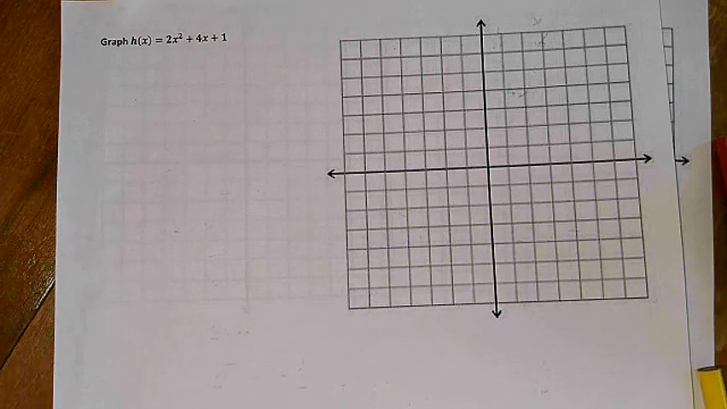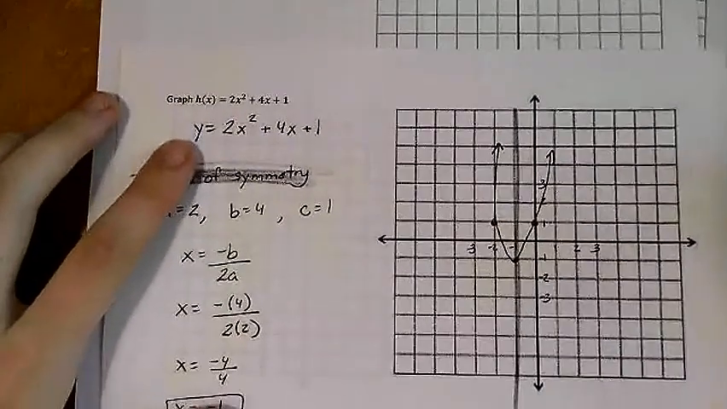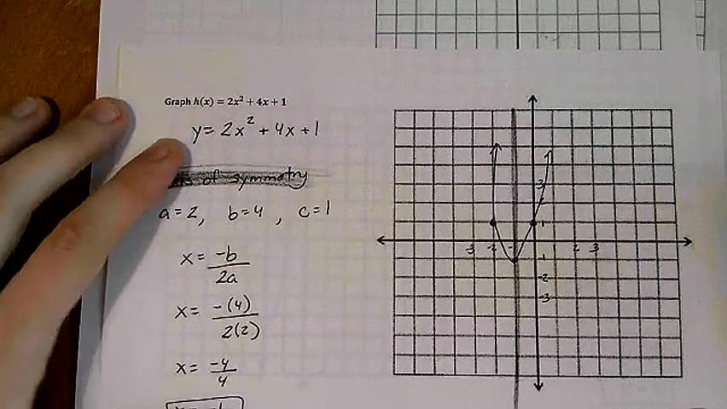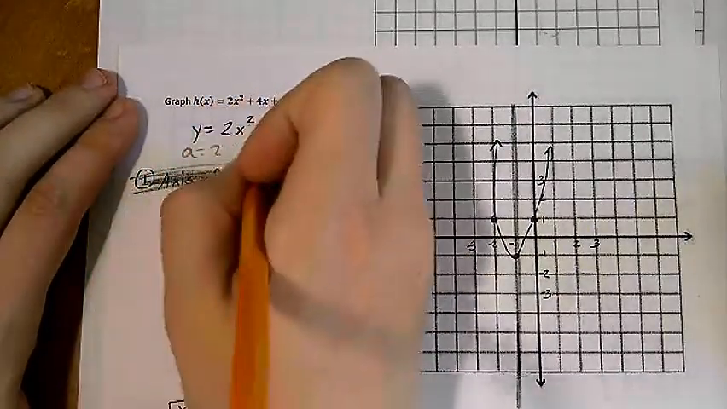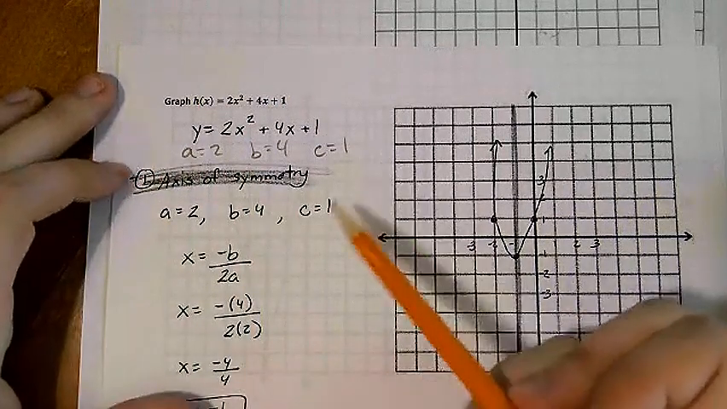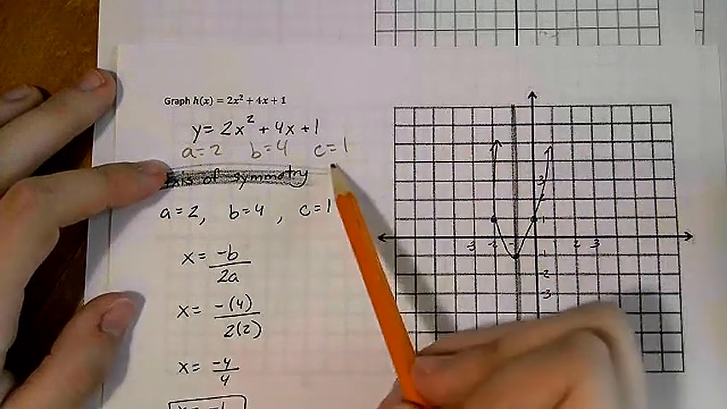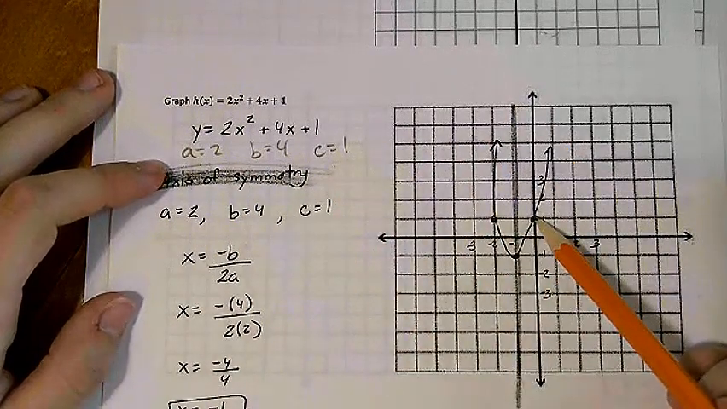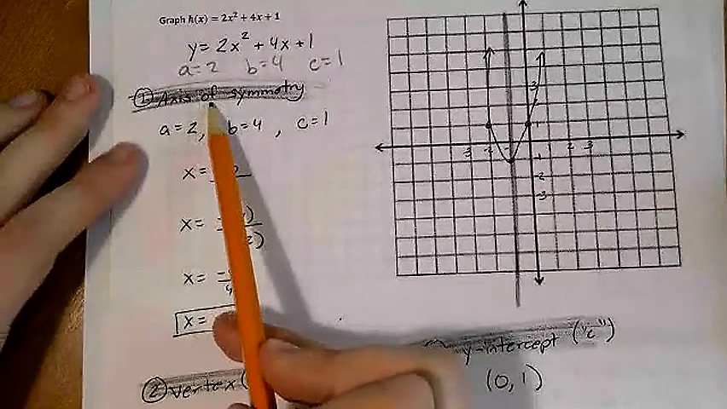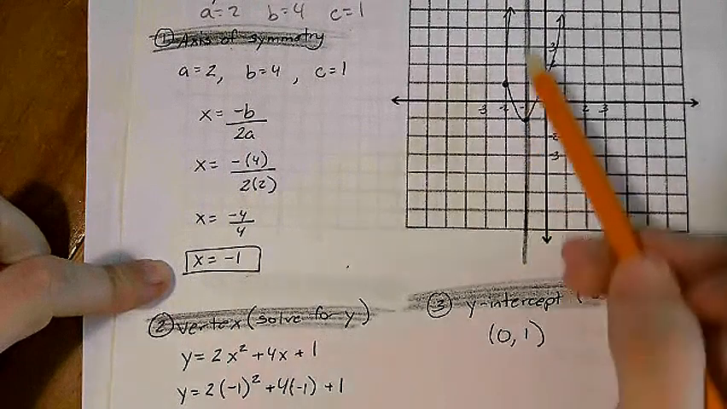All right, this one says h of x. It really doesn't make a difference. You can still call it y, all right? So we have really y equals 2x squared plus 4x plus 1. Our a is 2, our b is 4, and our c is 1. That means that we have an opening upward, right? And our y-intercept is at 1. When I find my axis of symmetry, you should find x equals -1. So I have it drawn on there, right there.